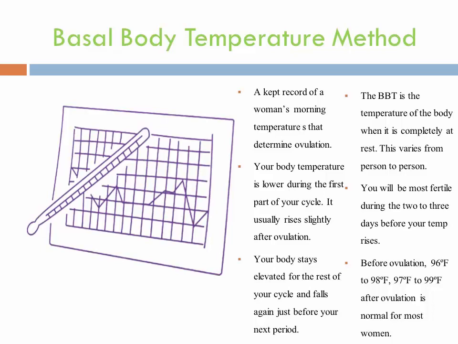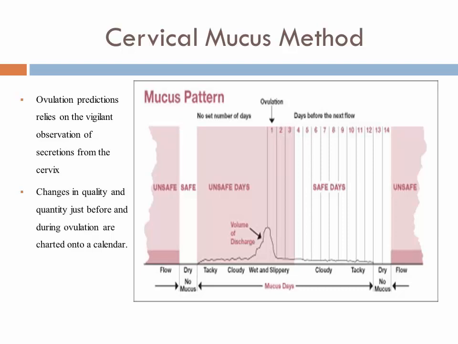Before ovulation, normal temperature for most women is 96 to 98 degrees Fahrenheit, and after ovulation, the normal temperature for most women is 97 to 99 degrees Fahrenheit. The cervical mucus method is when ovulation prediction relies on the vigilant observation of secretions from the cervix. Changes in the quality and quantity just before and during ovulation are charted onto a calendar. This is an example of a mucus pattern.